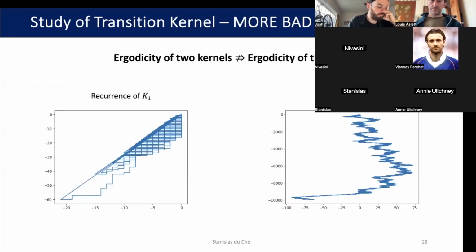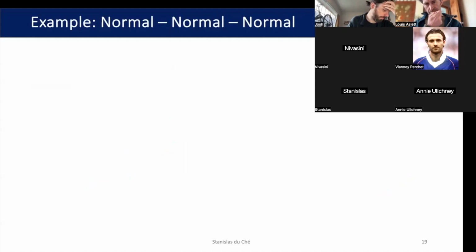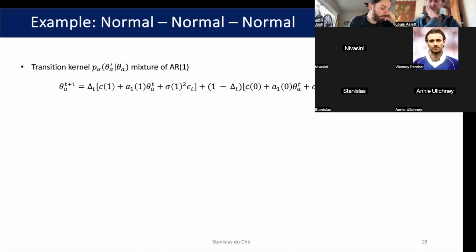When we draw iterations, you can see that here there's recurrence in going back to zero in finite time. Here, not at all. Zero is a transient state. So the ergodicity of the two first kernels, K0 and K1, doesn't mean that the mixture will be ergodic as well. So we have to be very careful about what we're going to do to derive the stationarity of the mixture one. Okay, going back to the normal case, here we only have a mixture of AR1 taking this form. If we are in one state, we have this transition kernel. If we are in another state, we have this transition kernel.